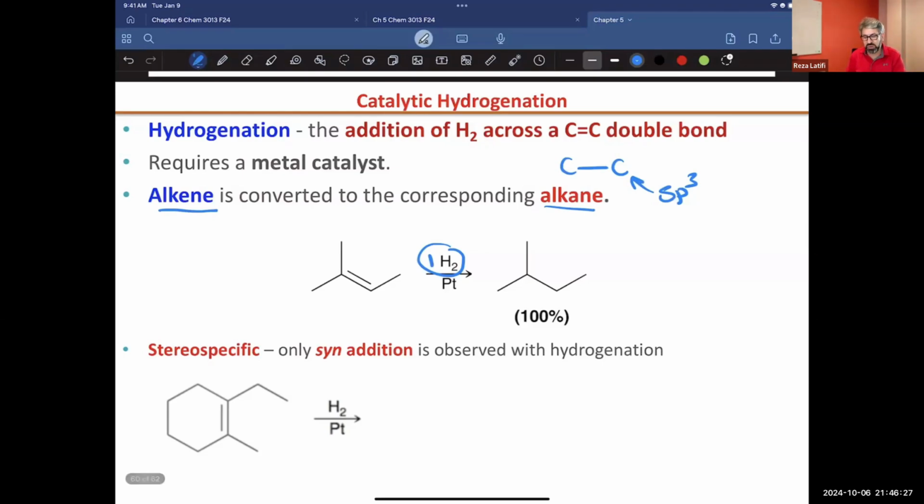So the stereospecific reaction prefers to go either from the top or the bottom. It's not going to happen with one from up and one from the bottom of the molecule. So either from up or bottom of the molecule, and that's the reason we call it stereospecific.